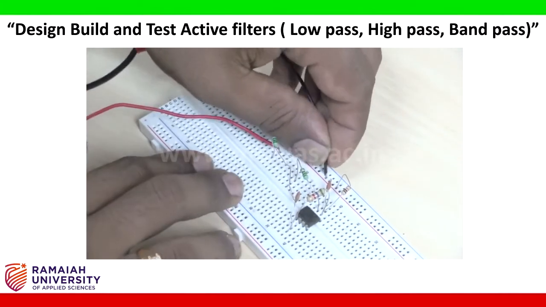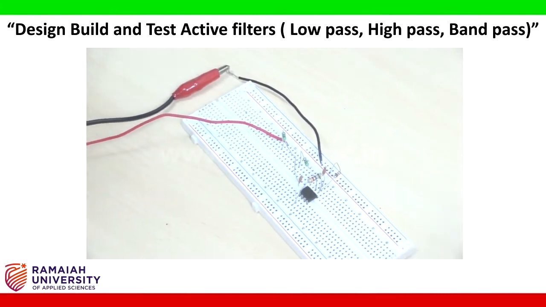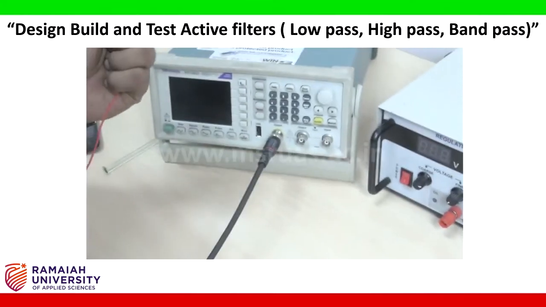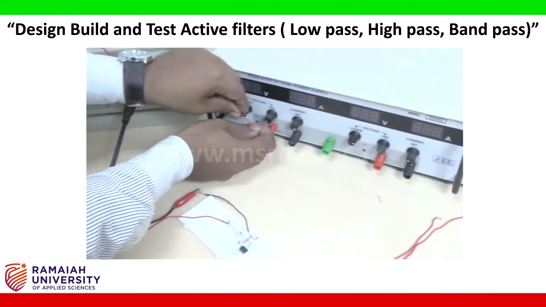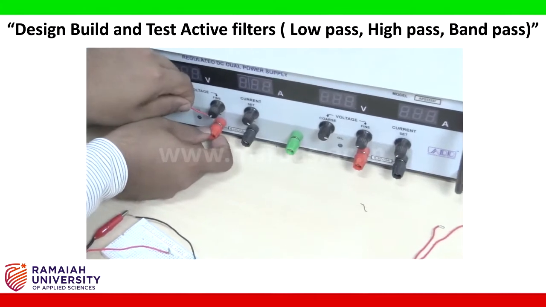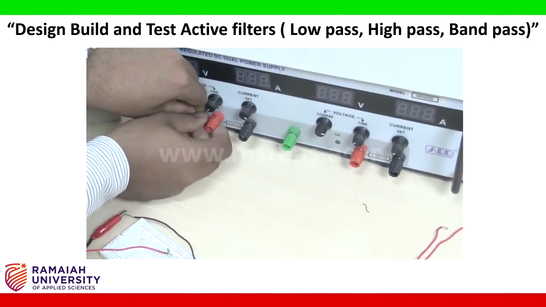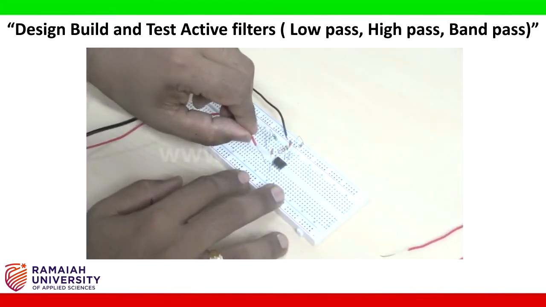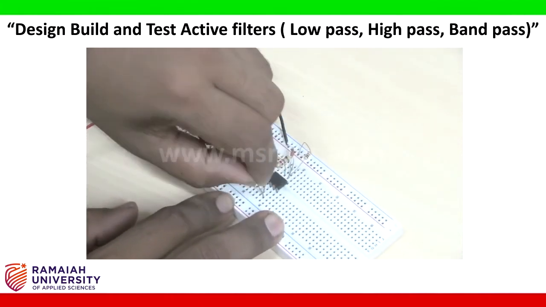This is the ground connection. Next I am going to connect the DC regulated power supply. The positive end of the DC regulated power supply will be given to pin number 7. So I am giving it like this. This is pin number 5, 6 and this is the 7th pin. I am connecting here.